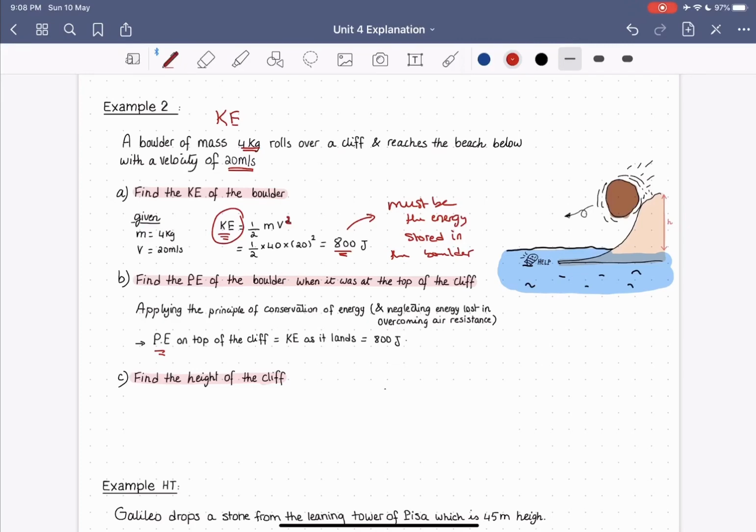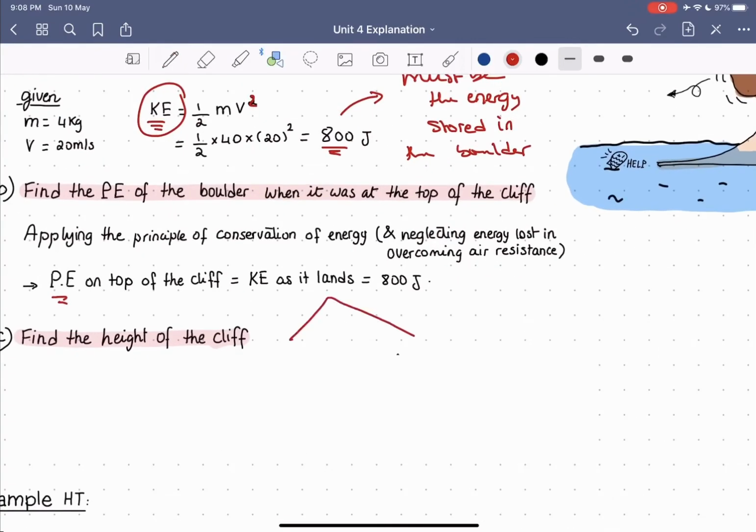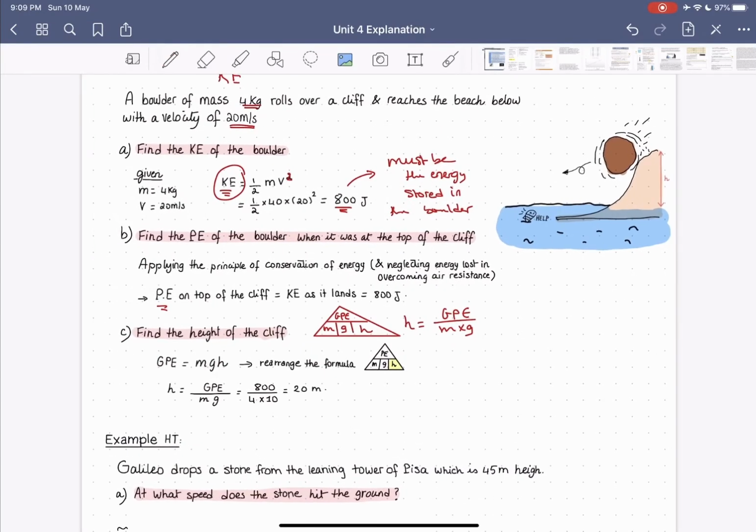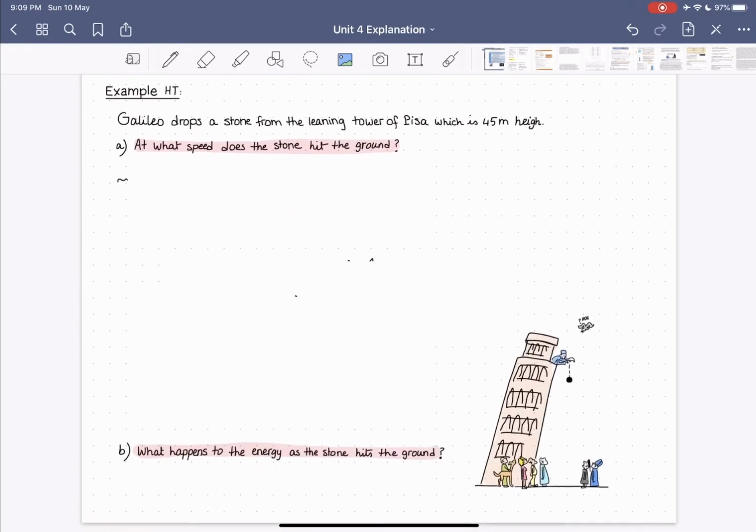Now find the height. Applying the rule, once again, we have the triangle. GPE is mgh. So we want to get h, which is GPE over m times g. Applying the rule, we will get what? Oh, that's the triangle, it's already there. It's 20 meters.